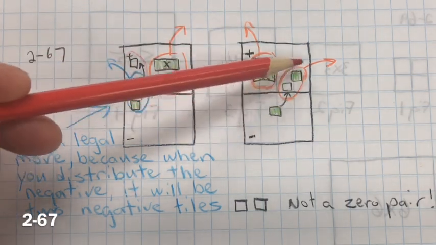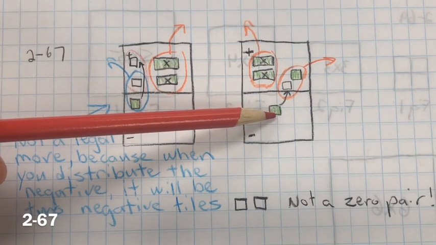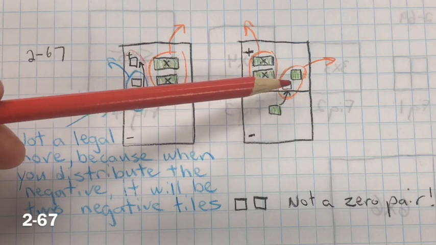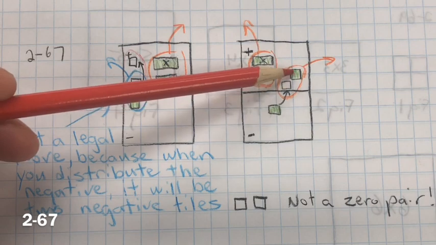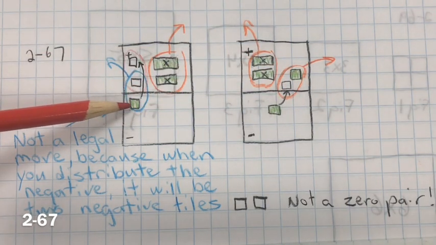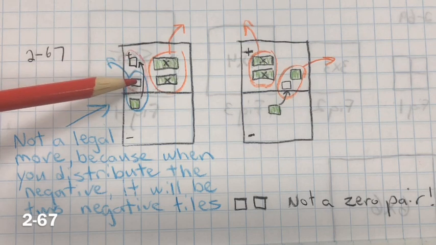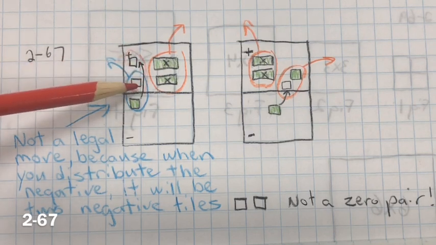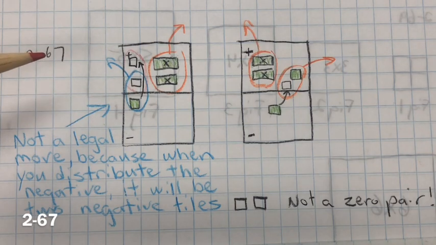This one over here, this move, what is the opposite of a positive one? Negative one. So when she flips that tile into the positive region, it becomes a negative, and a negative and a positive create a zero pair. But when you look at this move here, the opposite of a positive is a negative. And so here, you cannot remove this because these two do not create a zero pair. So that is not a legal move.